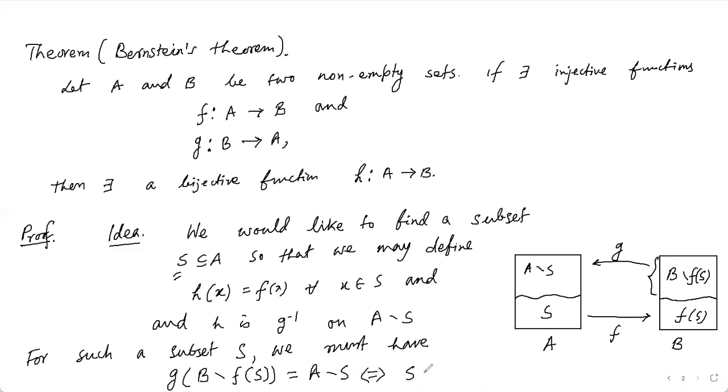Or equivalently, S equals A minus G of B minus F of S. Okay. So that is, G must map B minus F of S onto A minus S. Okay. So now to complete the proof of this theorem, it suffices to find such a subset S.